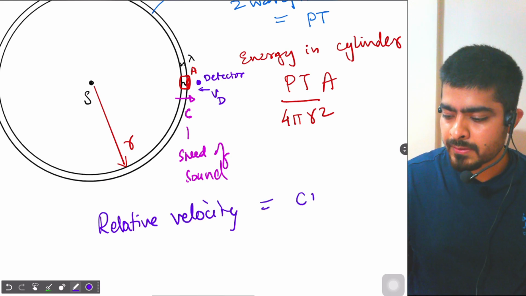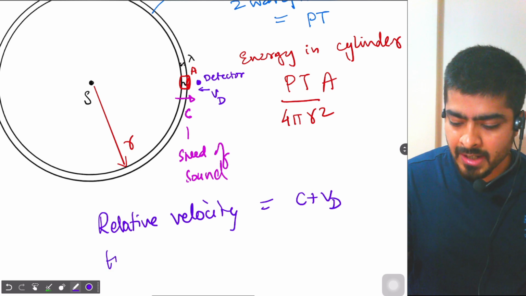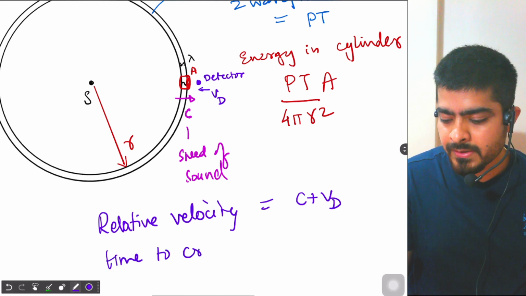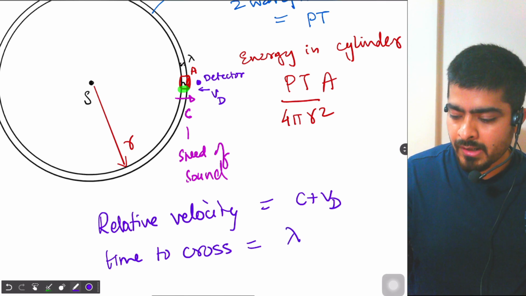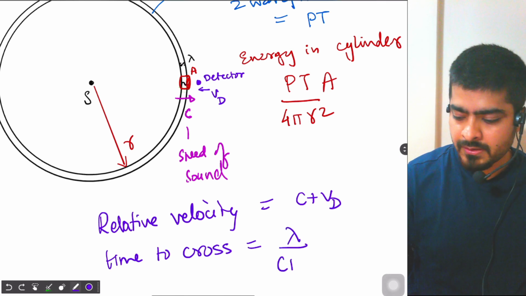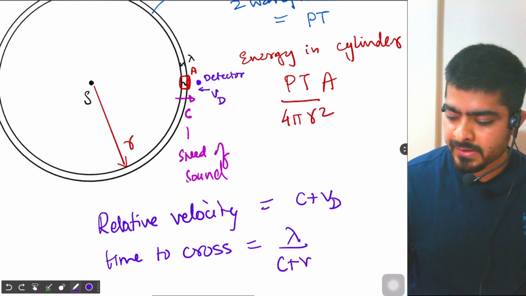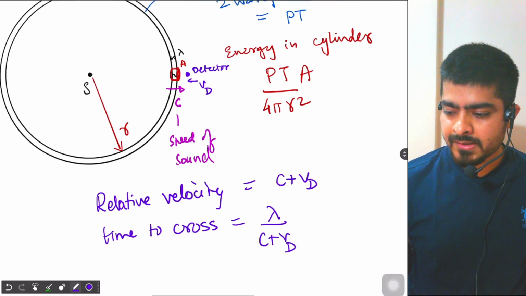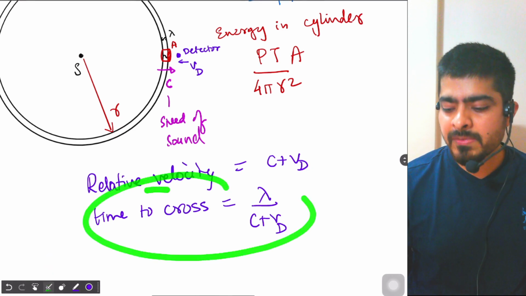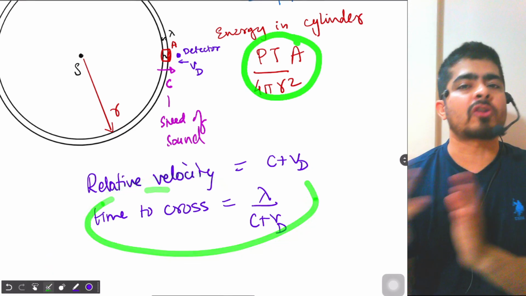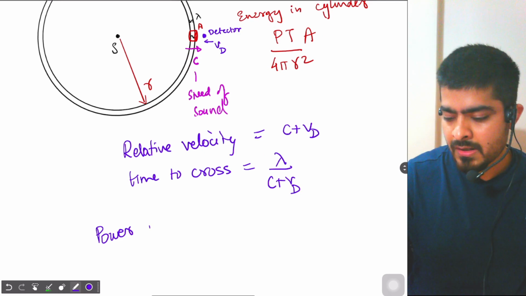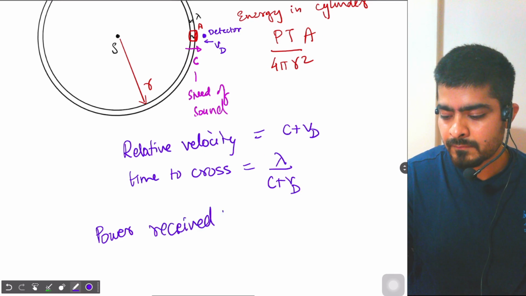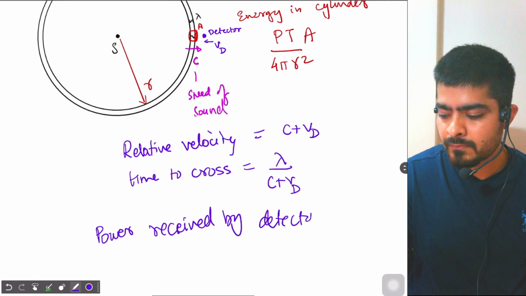So you could say that relative velocity will be how much? C plus Vd, and time to cross each other will be how much? Length of the cylinder lambda divided by relative velocity C plus Vd. Okay, C plus Vd. This is your time to cross. And in this much time, this much energy will be crossing the detector. So energy crossing the detector, or power received by detector, will be how much?